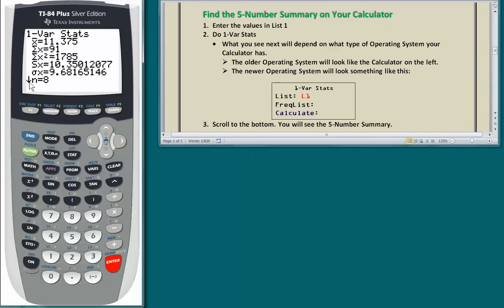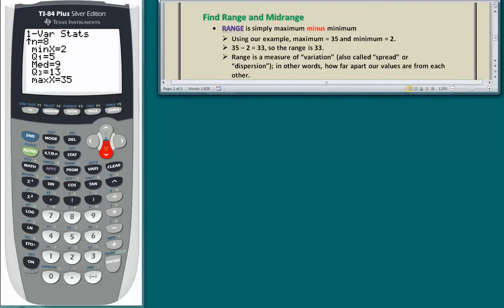If you see this down arrow here, as long as you see that down arrow, that means there's more stuff that you can scroll down and look at. So that's what we're going to do now. And there you see the 5-number summary. They've got some X's in there, but it still just means minimum, Q1, median, Q3, and max. And there are the same values we had before: 2 for the minimum, 5 for Q1, 9 for the median, 13 for Q3, and 35 for the max. So that is all there is to finding the 5-number summary in your calculator.